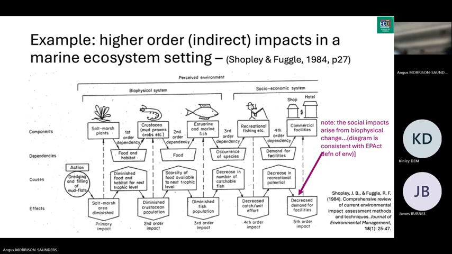And in this example, the social impacts are consistent with the definition of environment in Western Australia. The social impacts, which are the decline in the hotel facilities, the economic impacts there, and the decline in recreational fishing, are the product of those ecological changes. Therefore, it's a legitimate impact that could be considered in an EIA in Western Australia.